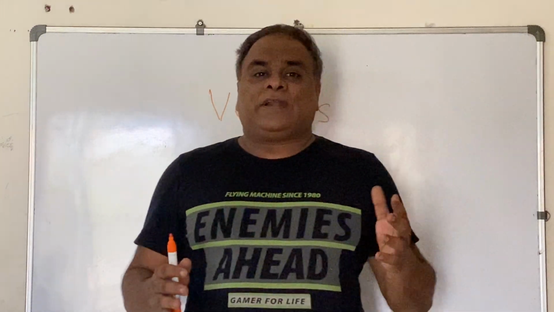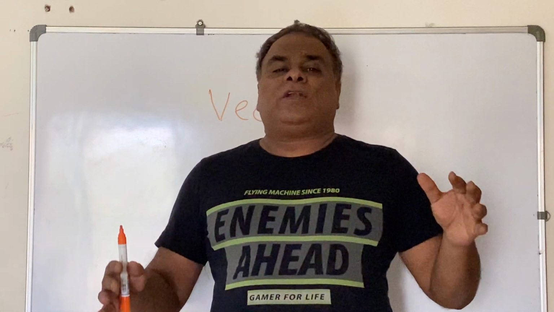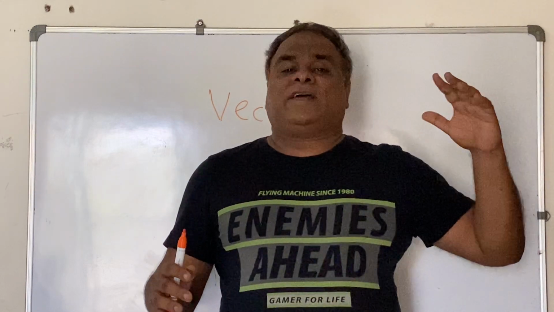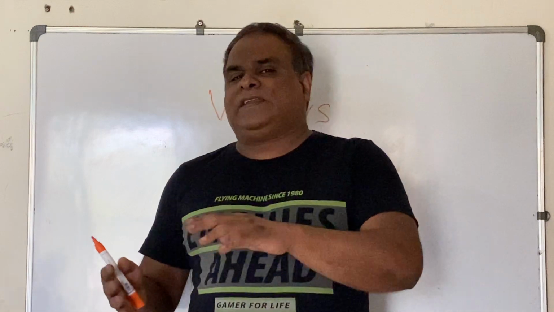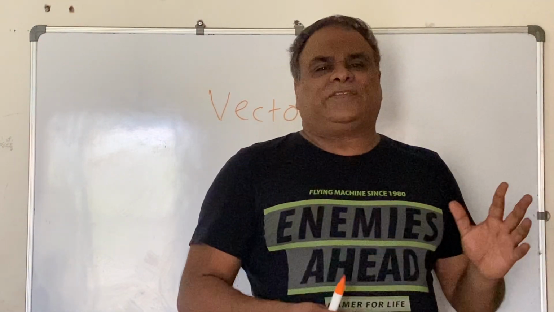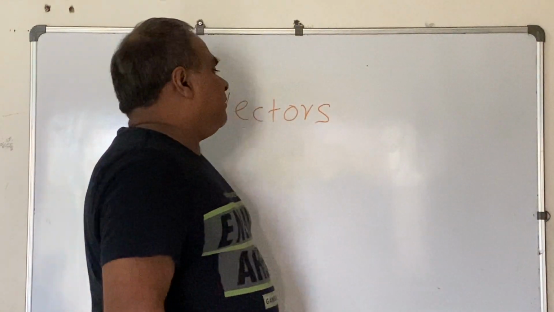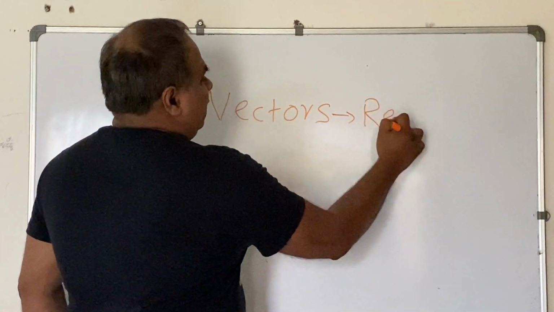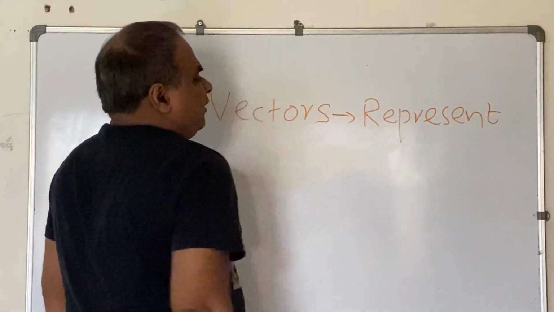So what is a physical quantity? Any quantity which can be measured is called a physical quantity. Physical quantities are classified into two. One is scalars. Scalars are physical quantities having only magnitude but no direction. Vectors are physical quantities having both magnitude and direction. All these things we discussed in the last video. Now in this video, the first thing I am doing is vector representation: how you will represent a vector.